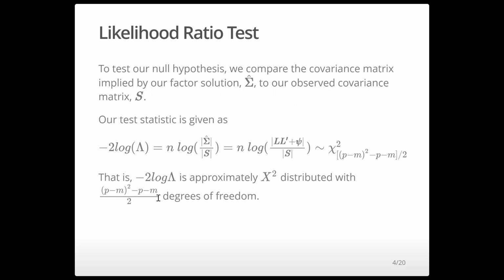So to test our null hypothesis, we're going to compare the covariance matrix implied by our factor solution, which I'm going to call sigma hat here, to our observed covariance matrix S. So this is a likelihood ratio test based method. So it's chi-square distributed with (p minus m) squared minus (p minus m) divided by 2 degrees of freedom. So that's the likelihood ratio test for comparing our model implied covariance matrix sigma hat to our observed covariance matrix S.